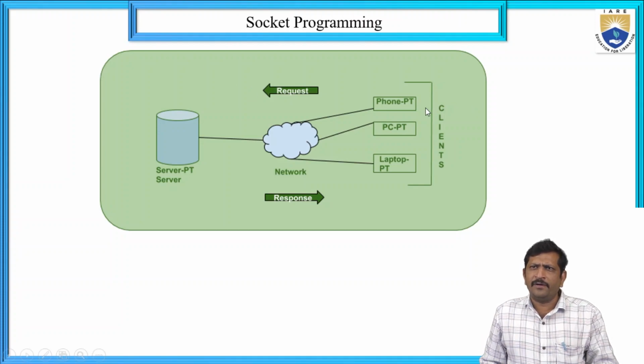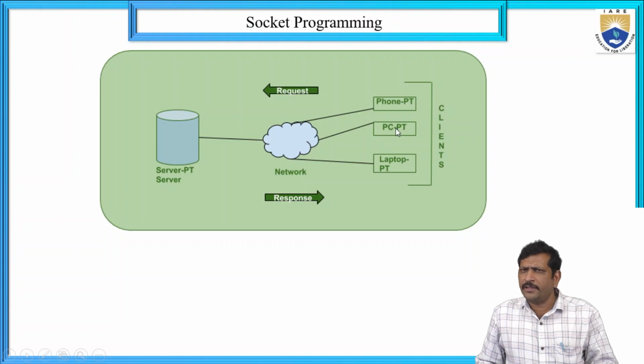From the client side, a phone, a PC, a packet tracer PC, or a laptop will be considered a client. So these are all considered clients. The client is requesting to the server over the network, that is, over the internet. Once the client sends the request to the server, based on the availability in the server, if the requested data is available, the server sends the response over the internet.